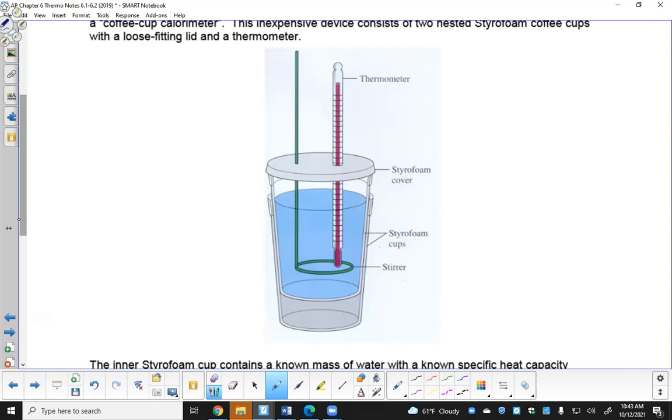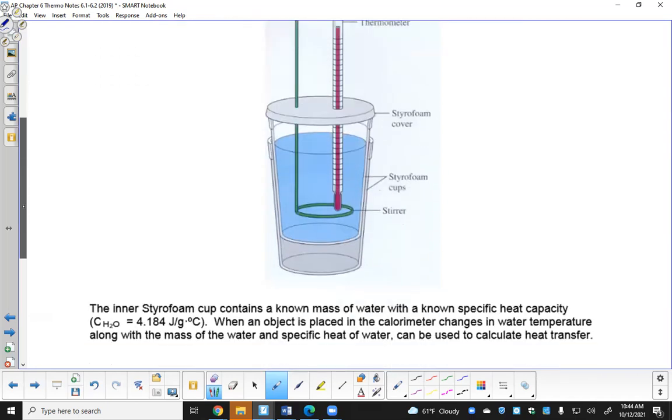So then you take that, you put in some water, and usually you would mass out the water so that you know how much you've got there. You put on a lid, and then you put in your thermometer. Done. Coffee cup calorimeter. Works pretty well. And if you're one of those fancy people, you put in a stirrer too. But I'm no genius, and I think if you move the thermometer around, you can get the same effect. So that's kind of the design of it.